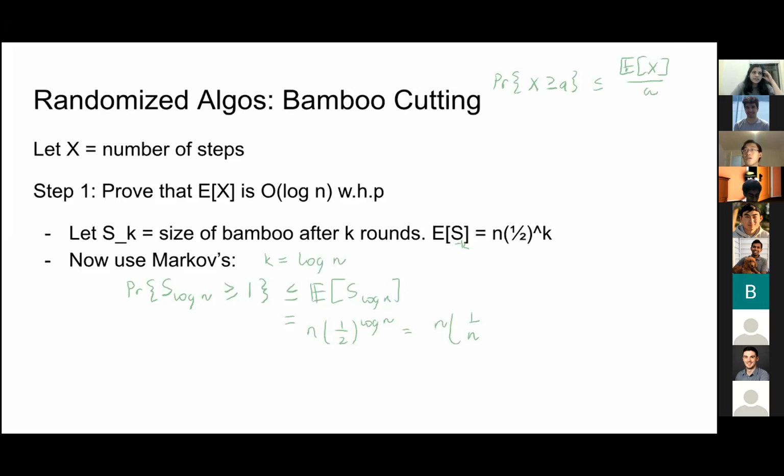Yeah, sure. We can say k is c log n. Yeah, 2 log n, yeah. So for high probability, it's supposed to be 1 minus 1 over n to the k for some k. But for our purposes, I think we can just prove that it's less than or equal to 1 over n. Yeah, so if you let this be 2 log n, then this comes out to n times 1 over n squared. So this would be 1 over n. So you've shown that the probability that the bamboo stick hasn't been completely chopped off after 2 log n rounds is less than or equal to 1 over n.